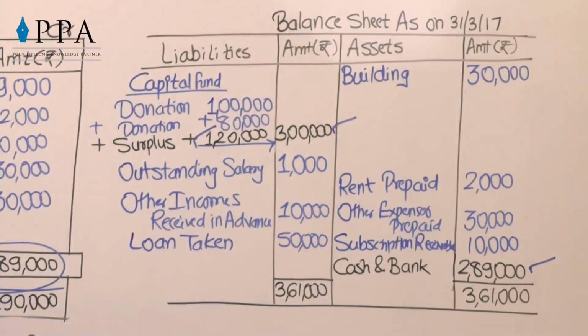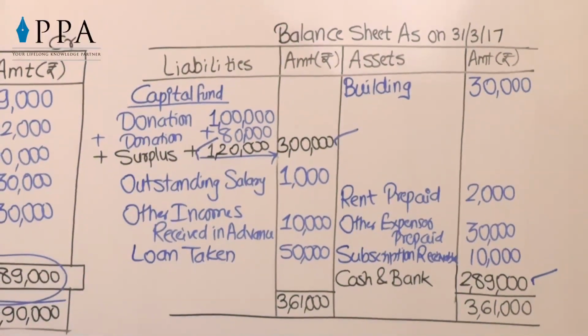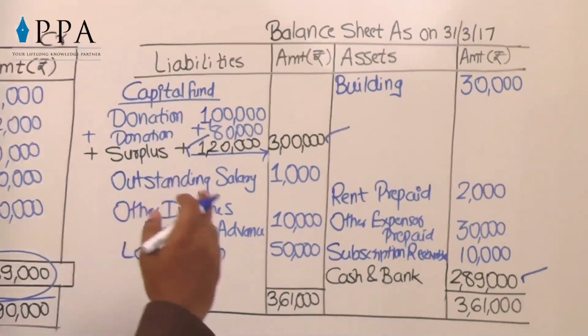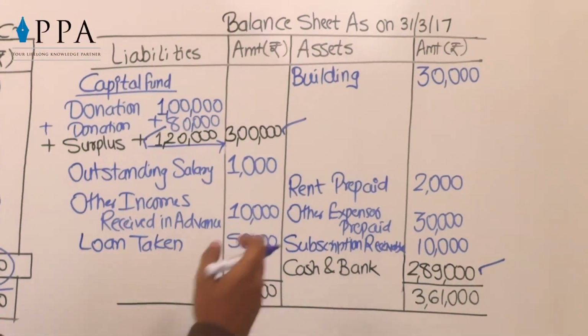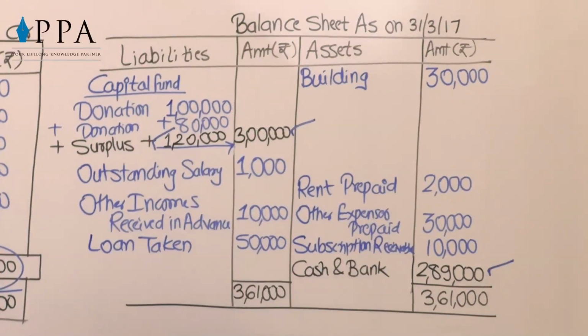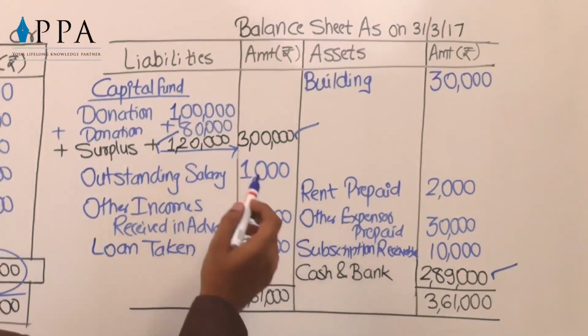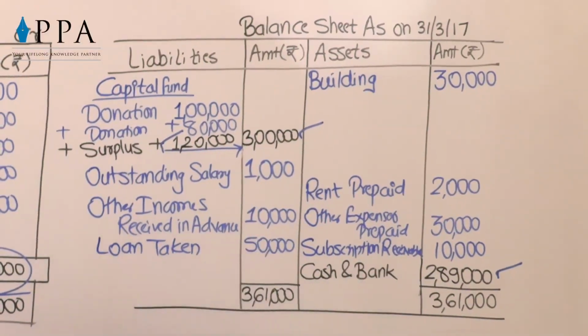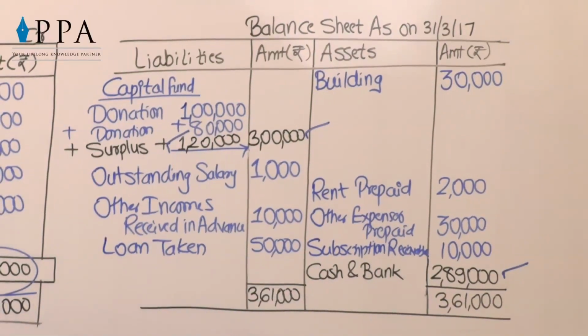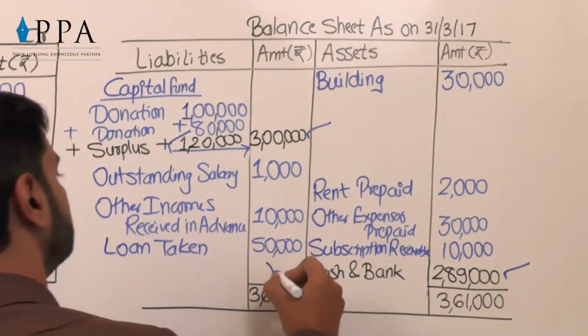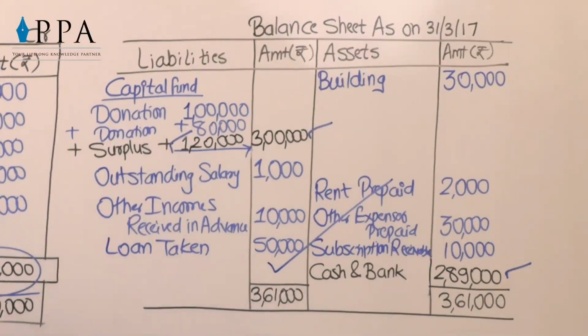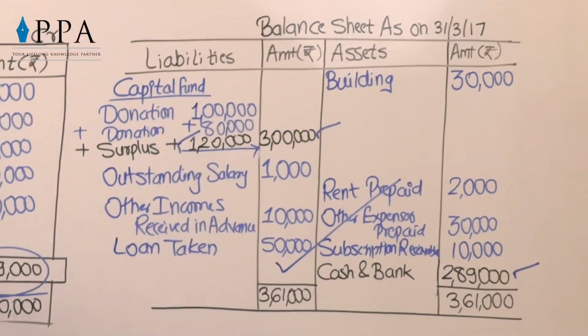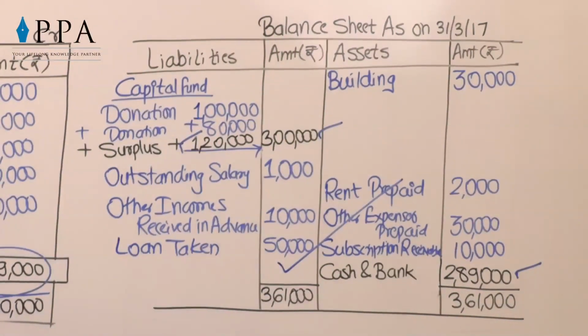Last step, close the balance sheet. If all the effects are given perfectly, it must be tallied. So building, rent prepaid, other expense prepaid, subscription receivable, cash and bank just now we have recorded, capital fund on liability, outstanding salary, other incomes received in advance and loan taken. If you make the total, it is perfectly tallied. And if this question is asked in exams, 12 marks will be assured.